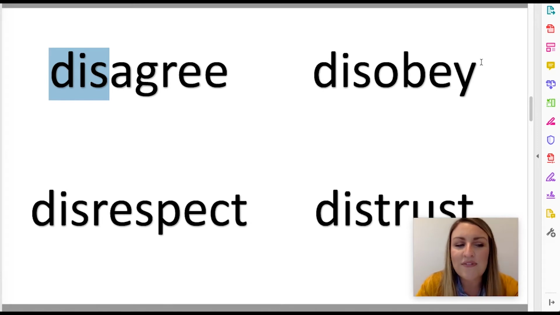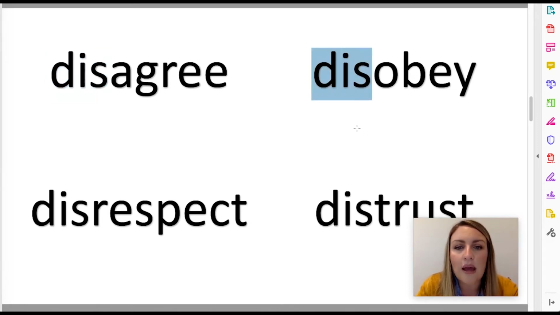All right, let's look at the next word, boys and girls. Disobey. What is the prefix you see? Yes, let's put a box around the word dis. And what does that mean again? Dis means not or the opposite of. So this part must be the root word or the base word. Obey. Very good. Obey means to listen to a command. So disobey means to not listen to a command.